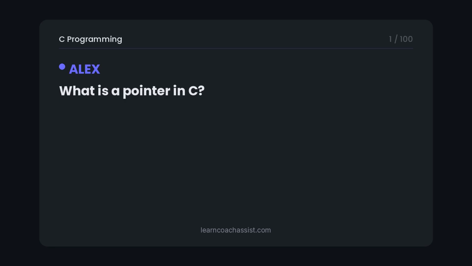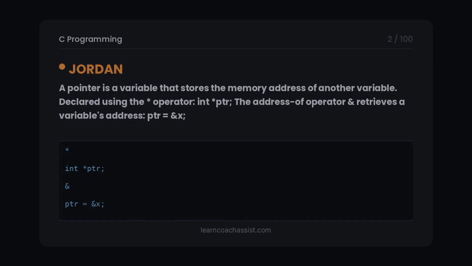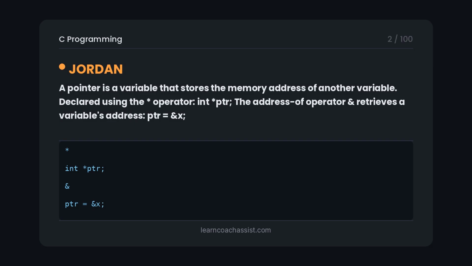What is a pointer in C? A pointer is a variable that stores the memory address of another variable. Declared using the asterisk operator, int *ptr. The address-of operator & retrieves a variable's address: ptr = &x.